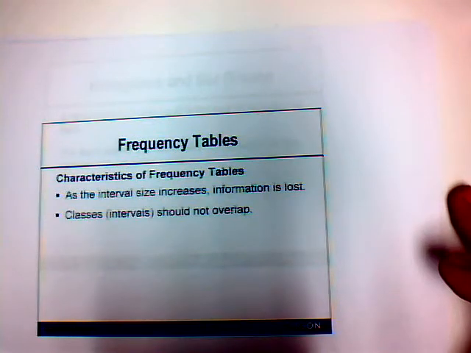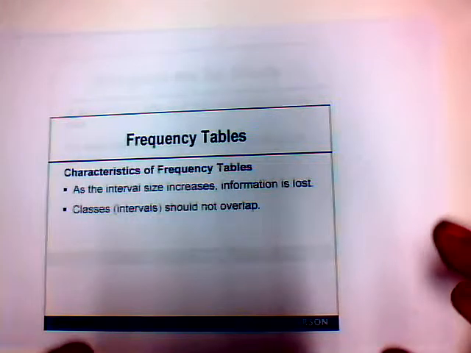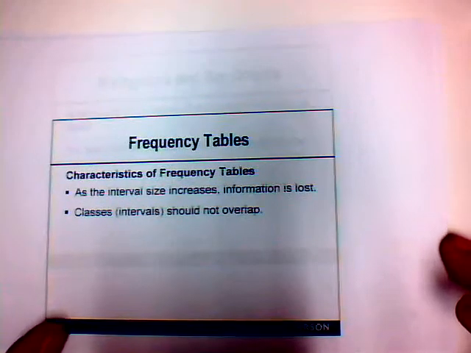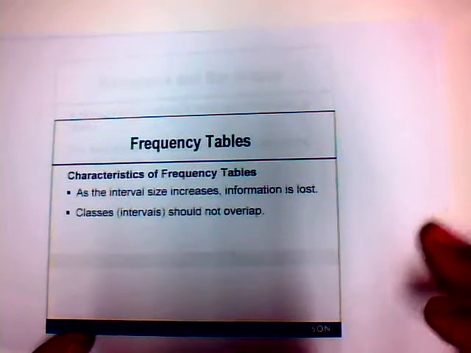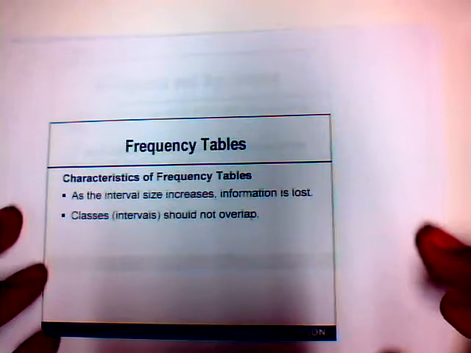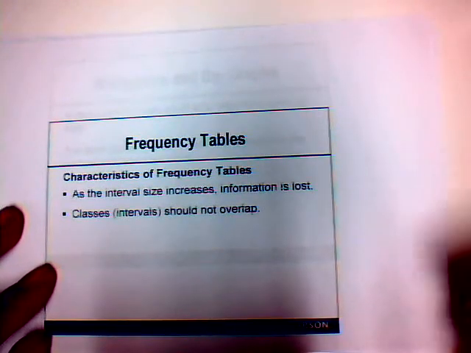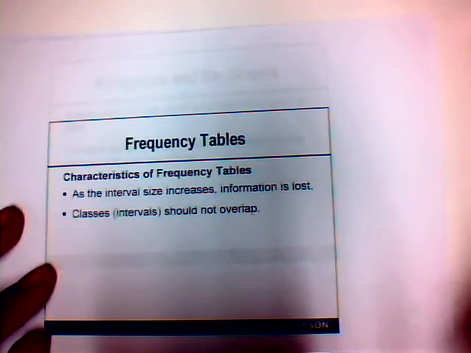Okay. Some more characteristics of frequency tables are, as the interval size increases, information is lost. And also, the classes should not overlap. That means 40 to 49, then the next one must be 50 to 59. There is no overlap in between.